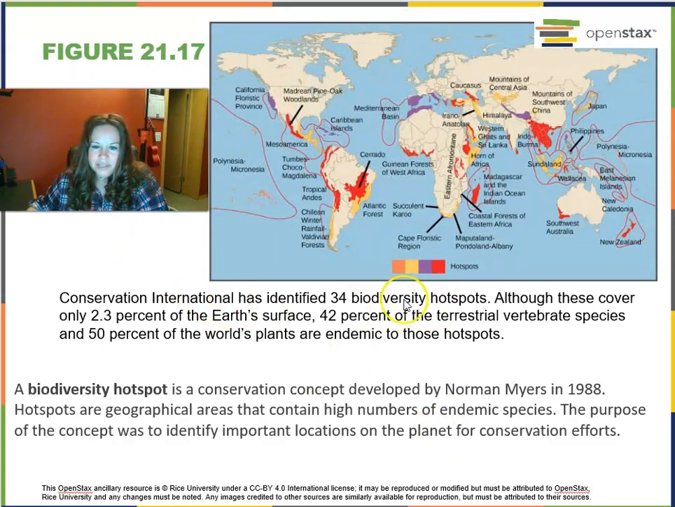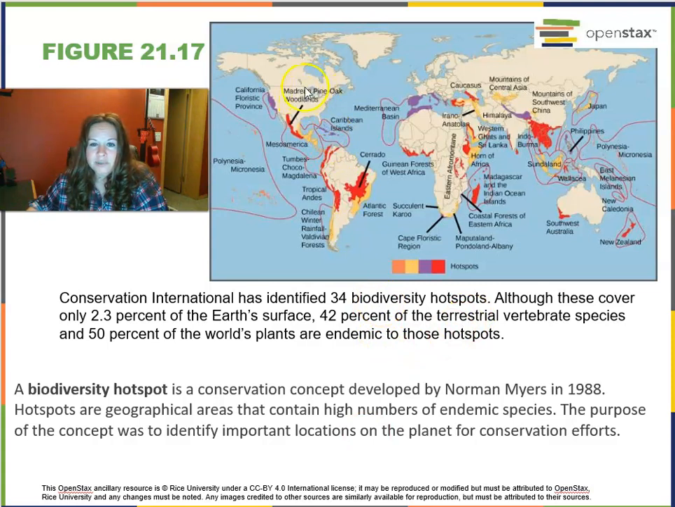Conservation International has identified 34 biodiversity hotspots. Although these cover only 2.3% of Earth's surface, 42% of the terrestrial vertebrate species and 50% of the world's plants are endemic to those hotspots. A biodiversity hotspot is a conservation concept developed by Norman Myers in 1988. Hotspots are geographical areas that contain high numbers of endemic species, and the purpose of the concept was to identify important locations of the planet to focus our conservation efforts.